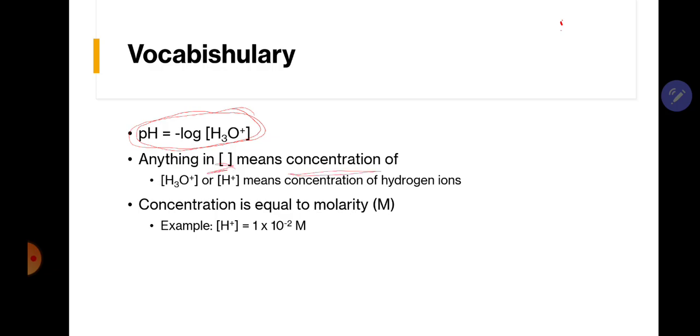So if I have concentration of H3O or hydrogen, that is our concentration of hydrogen ions. And if you remember from a million years ago, semester 1, concentration, that's another word, that's the definition of molarity. So if you see something like this, it means the concentration of hydrogen ions is 1 times 10 to the negative 2 molar. And we can use that to calculate the pH. Just wait and see.